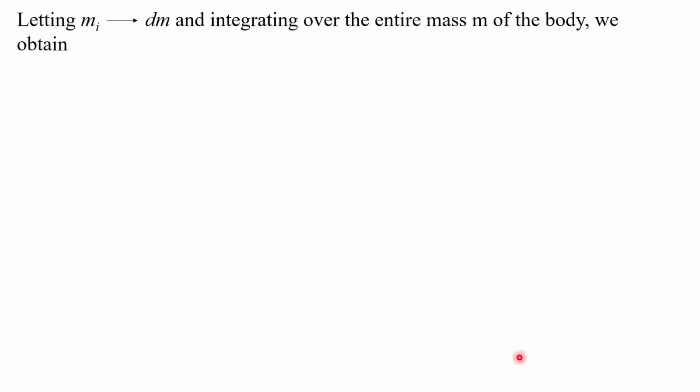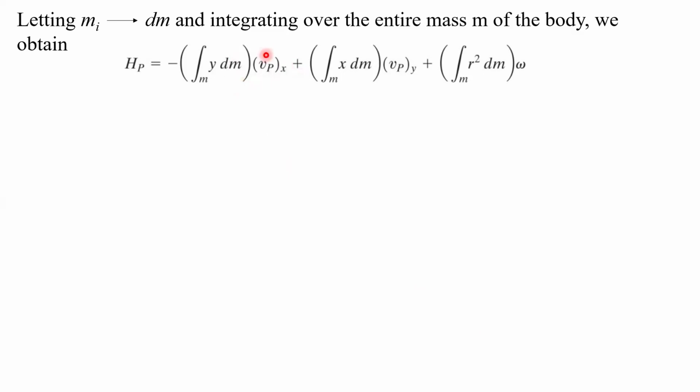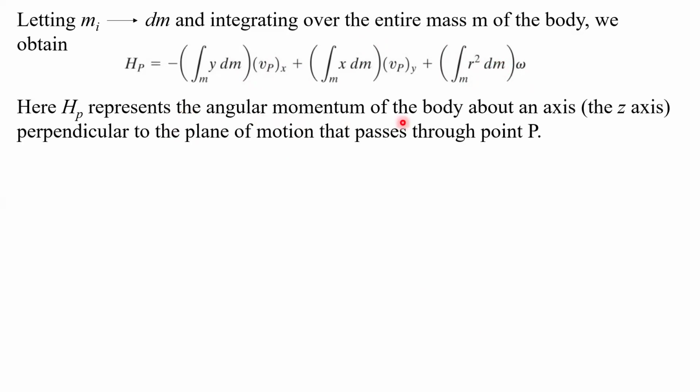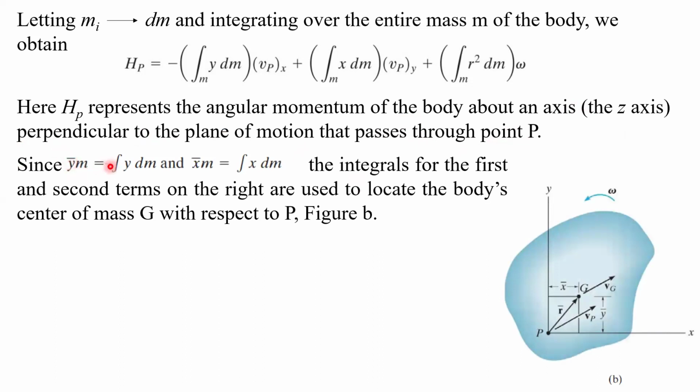Therefore, we have this. So, if we let m_i be equal to dm, that is the differential mass, and integrate over the entire mass m of the body, we have H_P equal to minus the integral of y dm times v_Px, plus the integral of x dm times v_Py, plus the integral of r squared dm times omega. This last term is I, the mass moment of inertia of the body about the center of gravity. So here, H_P represents the angular momentum of the body about an axis z perpendicular to the plane of motion and passing through point P.